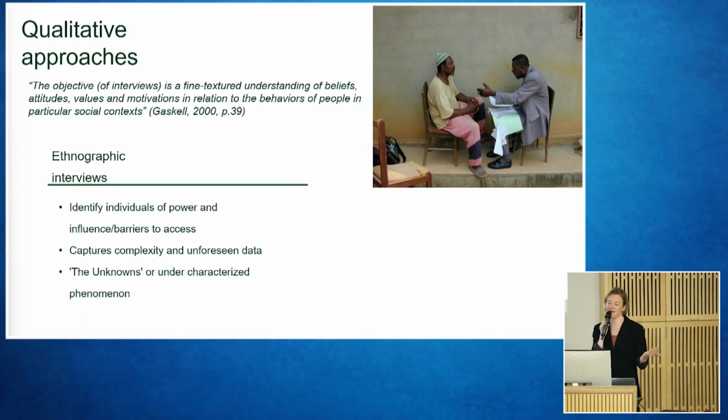I like this quote. I think it describes really what interviews do. The objective of interviews is a fine-textured understanding of beliefs, attitudes, values, and motivations in relation to behaviors of people in particular social contexts. So for me, when I hear that quote, I think that's really what we're trying to understand with behavioral risk before we link it, at least, to exposure.